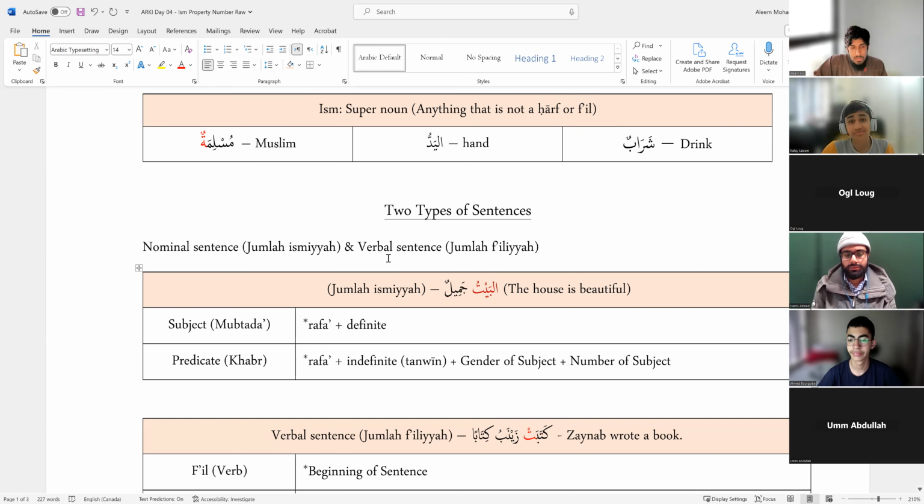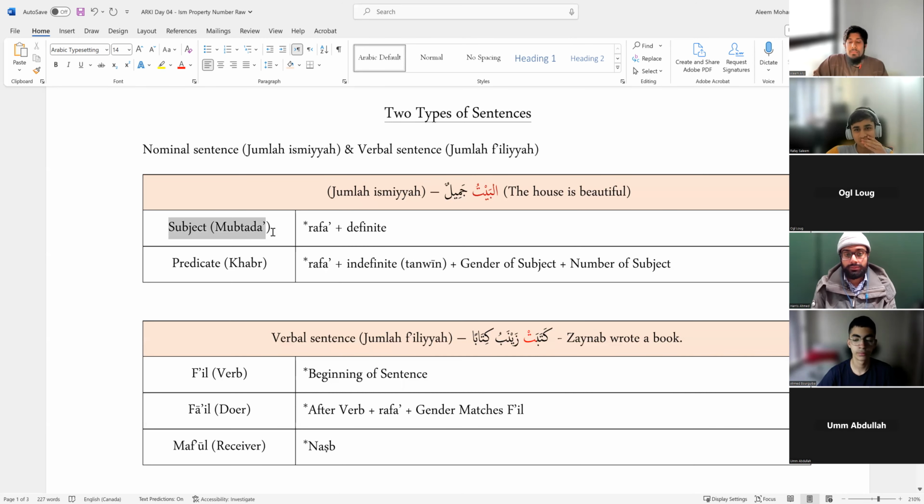Now, when it comes to the jumla ismiya, we have two parts. We have our mubtada, which is known as the subject in English, meaning the thing that you're focusing on. And there's two components to it. Before we used to say that we'd look out for a dhamma ending, but we've grown a little bit, right? We've talked about the three types of statuses. And what we know now is that it's in a state of rafa, as well as being definite, right? So in this example here, al-baytu, I know that this is my mubtada. Why? Because it's definite, signified by al, and it's in a state of rafa, signified by the dhamma. So two things that you look out for, you see that, check mark.